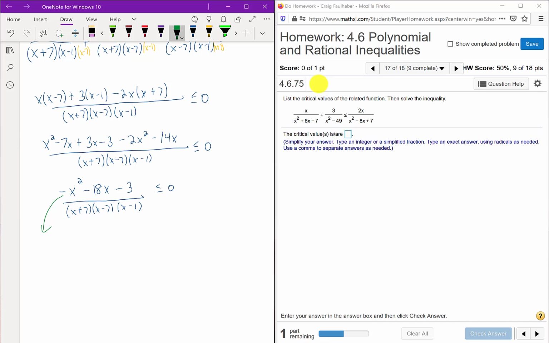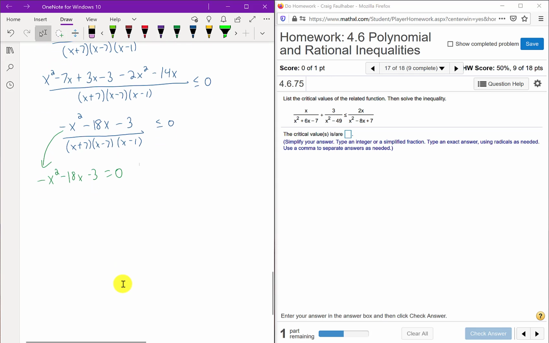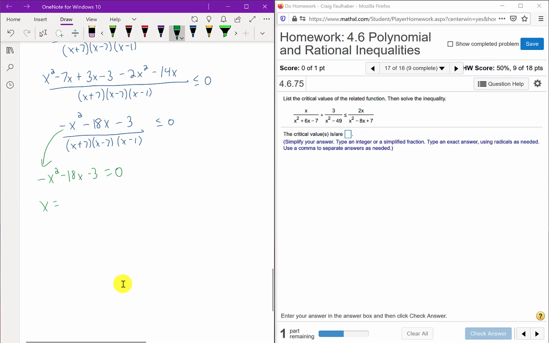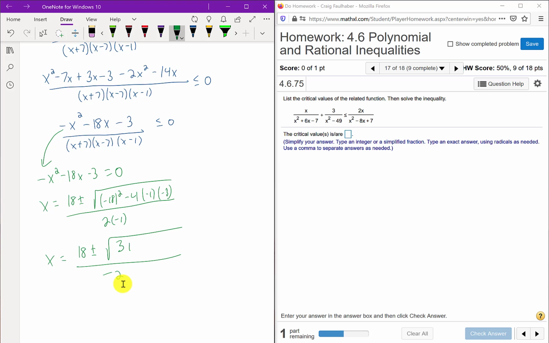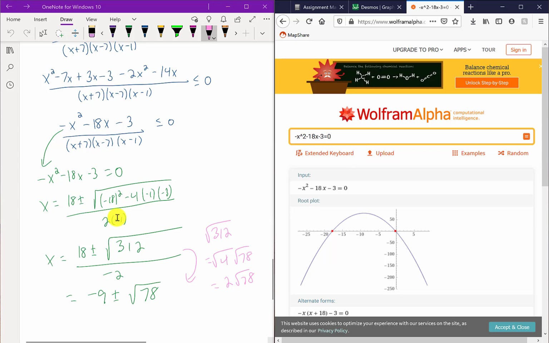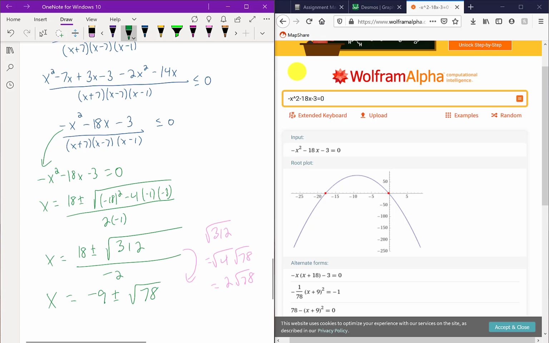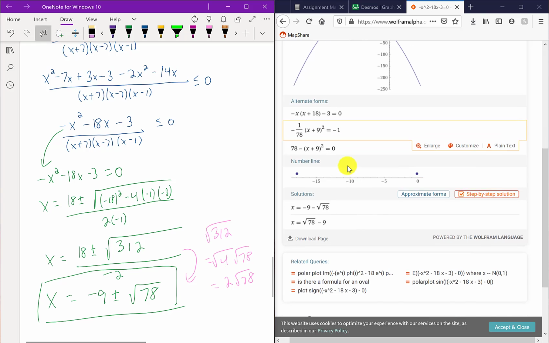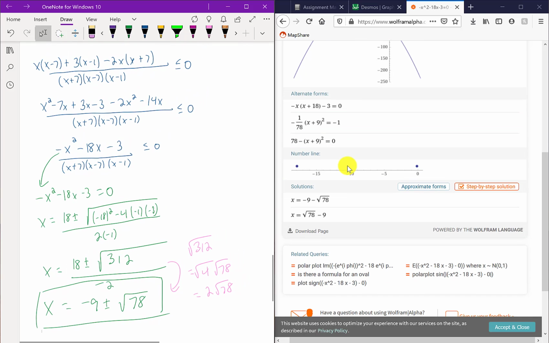Unfortunately, I don't know how to factor the numerator, so to find the critical values up here, we just have to set that numerator equal to 0. And unfortunately what that means is we're just going to have to use the quadratic formula. Now, doing a little bit of work in the background and using my good friend Wolfram Alpha here to confirm my answer, I am getting that the critical values for the numerator are -9 plus or minus the square root of 78. Okay, so that is a terrible mess, but we also need critical values for the denominator.